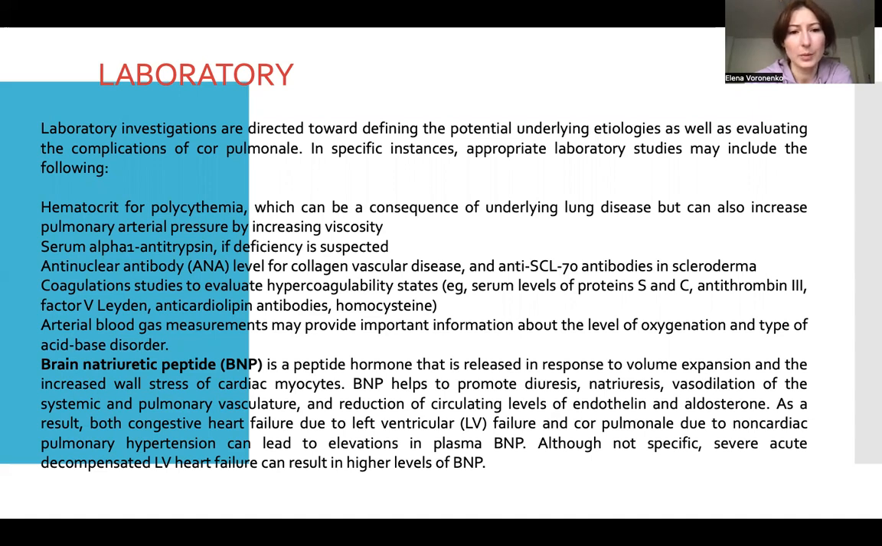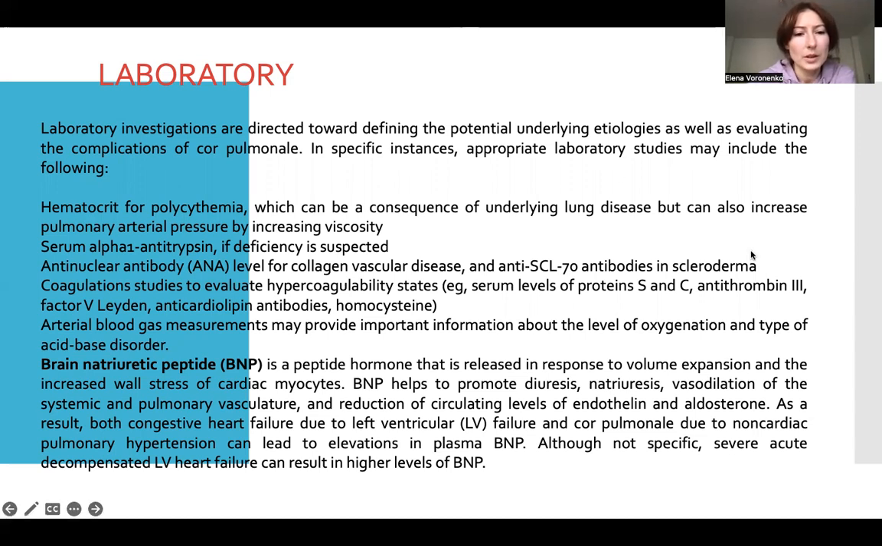Serum alpha-1 antitrypsin if deficiency is suspected. Antinuclear antibody level for collagen vascular disease, and anti-Scl-70 antibodies if scleroderma is suspected. Coagulation studies to evaluate hypercoagulable states. Arterial blood gas measurements may provide important information about the level of oxygenation and type of acid-base disorder.